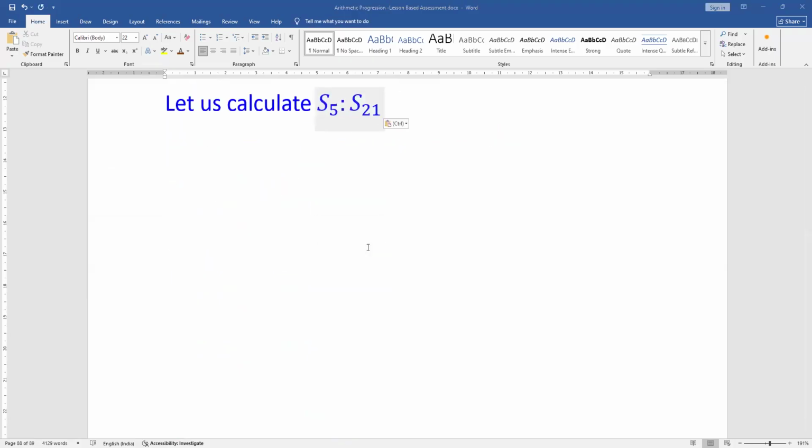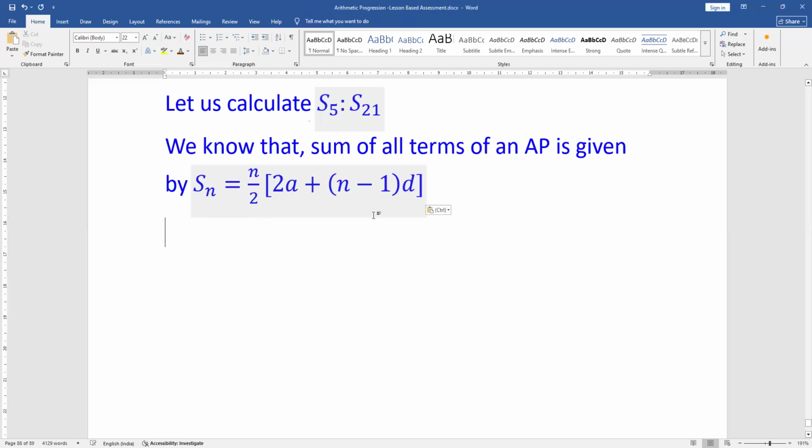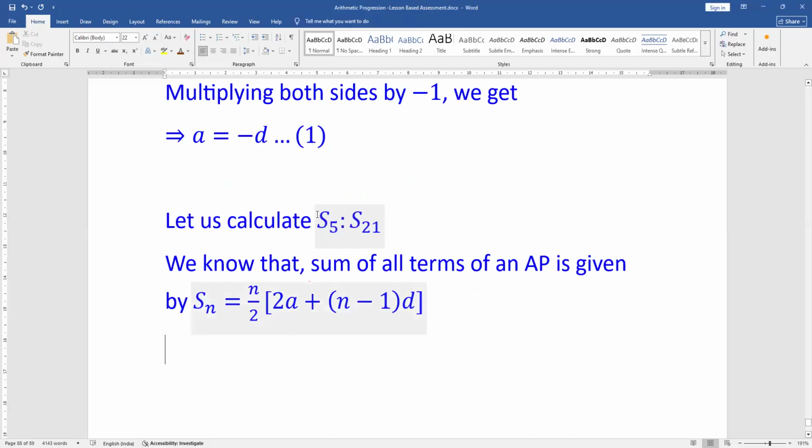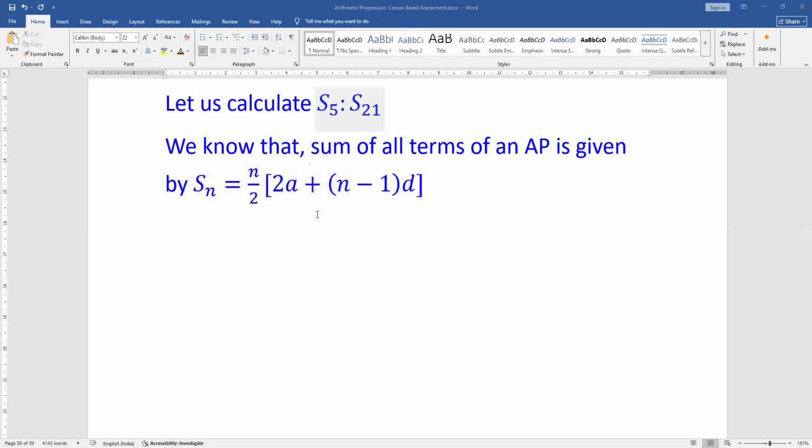Now we know that the sum of all terms of a given AP is given by Sn equals n by 2 into 2a plus n minus 1 into d. That one we know already, right? So now what I do is I just find out S5. So S5, let me write it.